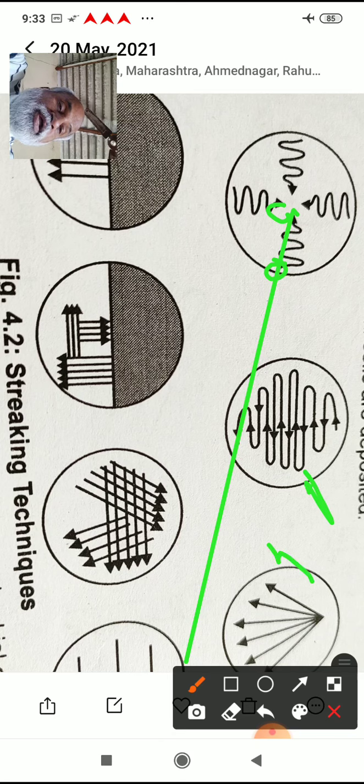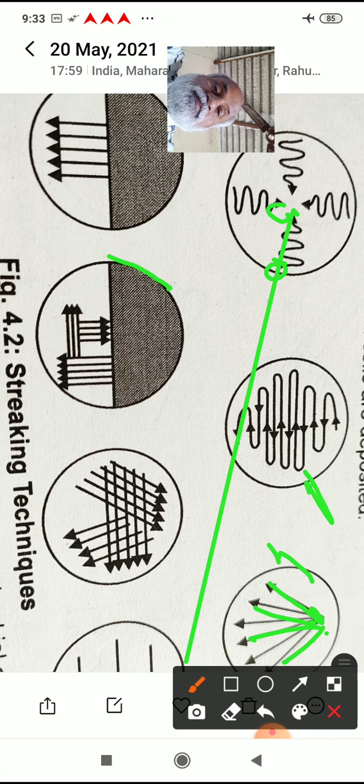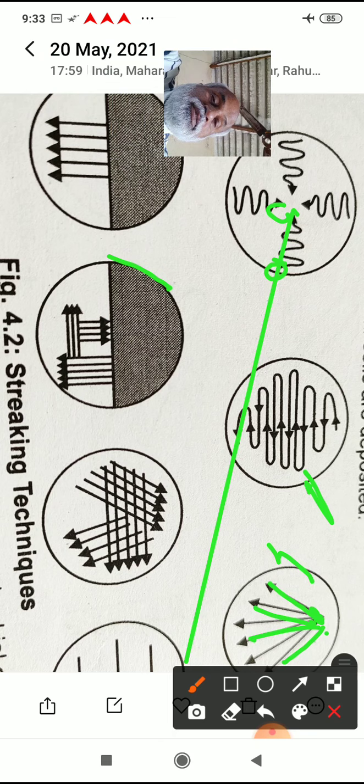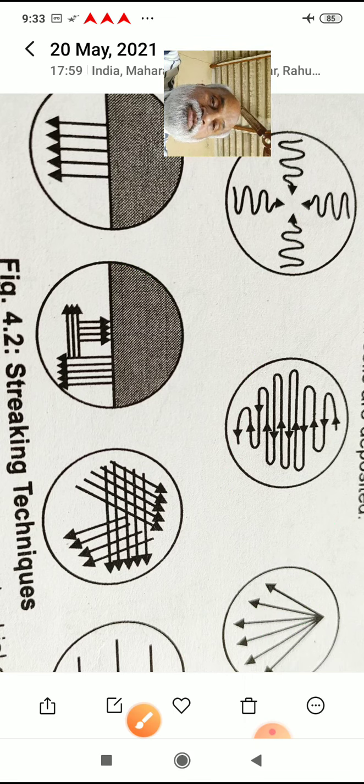The third type, you can put the inoculation needle at first here, then make streaks like this. It can also isolate the inoculum sufficiently. You can have streaking like this, or use any one of these for this purpose. So this is related to the streak plate method.